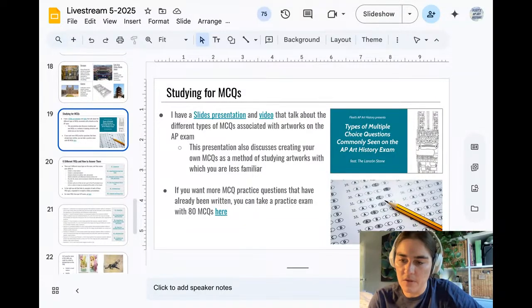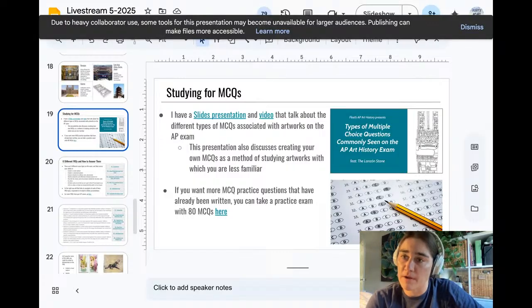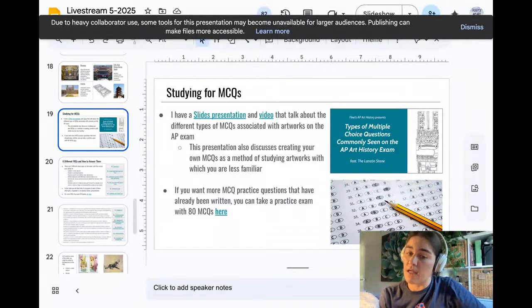Is the practice MCQ that you created easier or harder than the one in the exam? I would say it's about the same. And for students too who are concerned about your scores on practice MCQs, it is very common, for example, for a student to get like a 40 or a 50 out of 80 on the MCQ and then do pretty well on the essays and still be able to get a 4 or a 5.